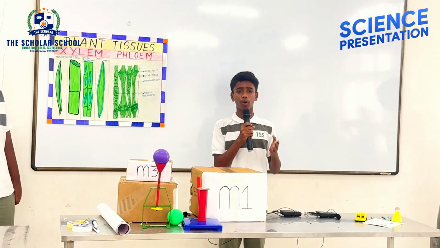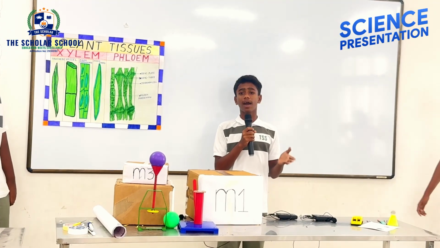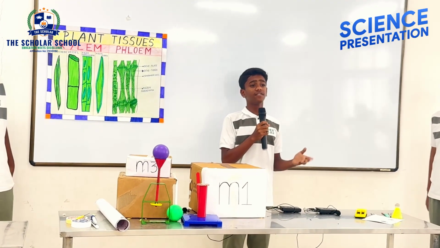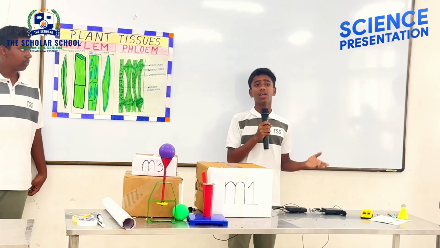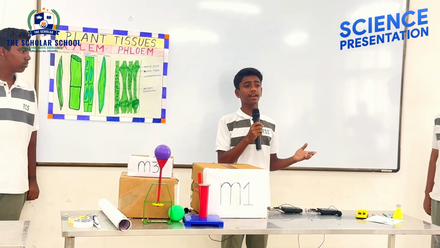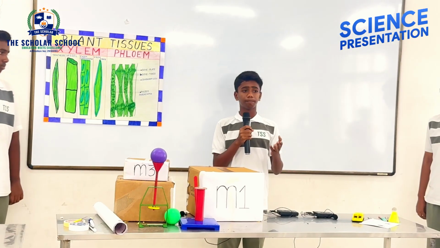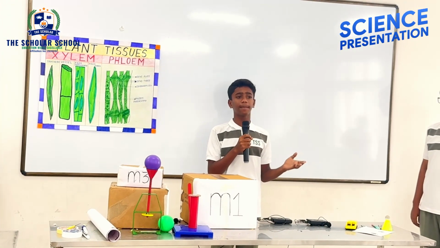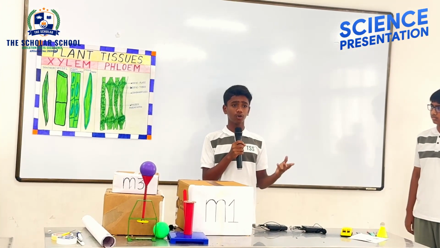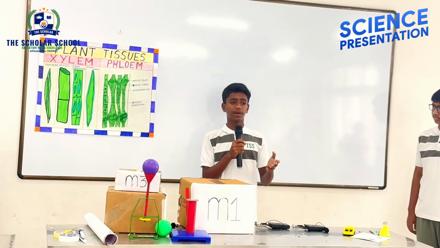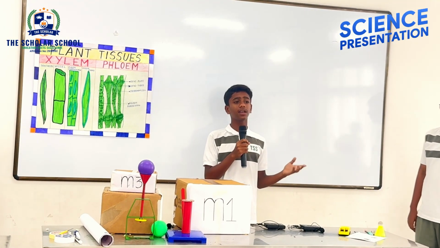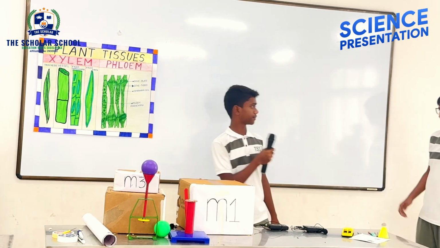Next, I am going to explain about sclerenchyma. Sclerenchyma are dead tissues in which no cytoplasm is present. The cell wall is irregularly thickened with the deposition of lignin. Their main function is to provide mechanical support to the plant. They are of two types, sclereids and fibers. Now my friend Vijay is going to explain about complex tissues.